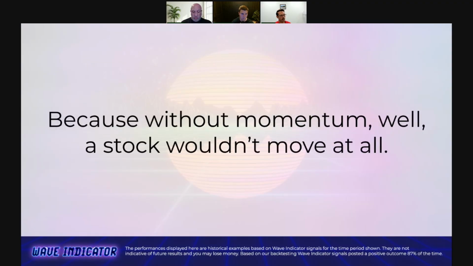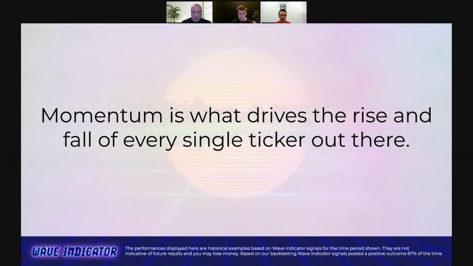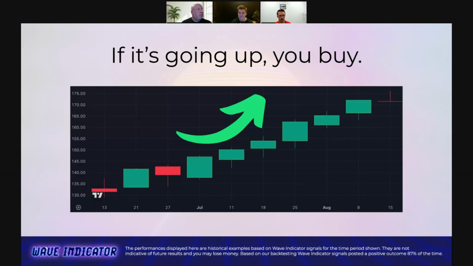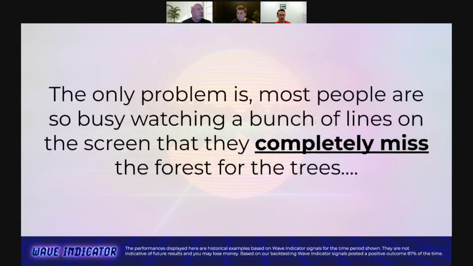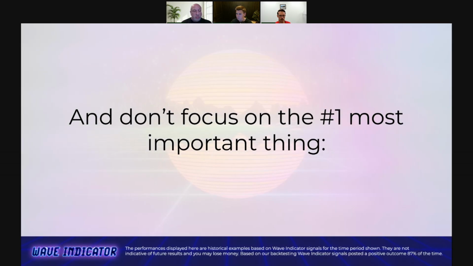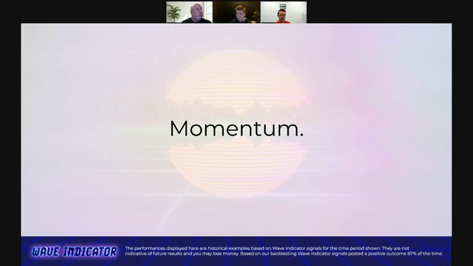I know this seems basic, but it should make sense. Without momentum, you wouldn't have charts on the screen, right? You wouldn't have candlesticks. It would just be black or white, depending on your color scheme. Momentum is what drives the rise and fall of every single ticker out there. If it's going up, you buy. If it's going down, you sell. Most people are so busy watching a bunch of lines on the screen, a bunch of different indicators, RSI, MACD, all that stuff. They completely miss the forest for the trees. They don't focus on the number one most important thing, which is momentum.